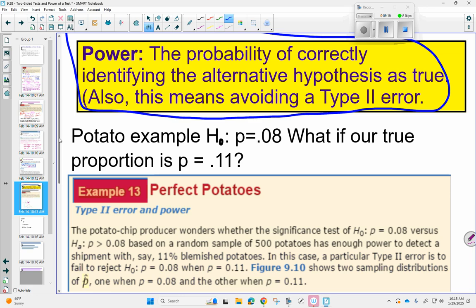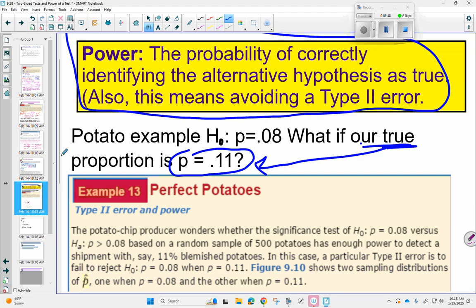So we're going to use the potato chip example for me to explain this a little further. Remember, we're going to reject the truckload if more than 8% have blemishes. What if we actually know the truth? Let's say we know that the true proportion of blemishes is 11%. So we should reject the null. I want to reject the null because it is really actually greater than 8%.